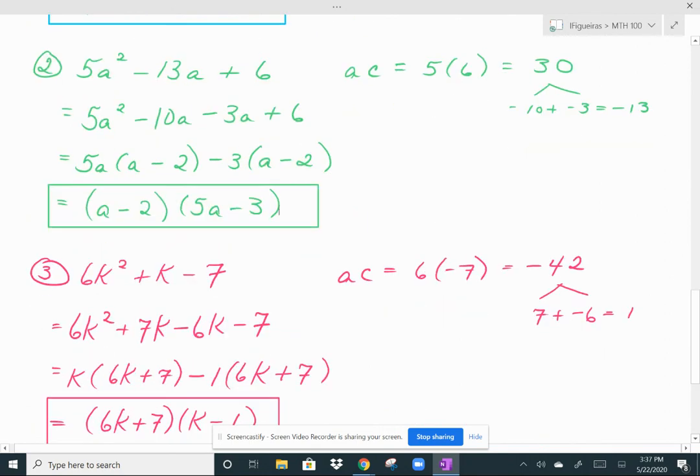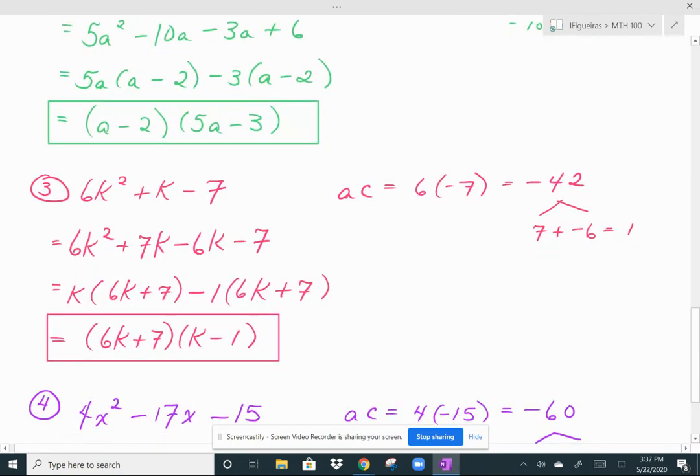Make sure you get the same answer that we started with, and we do. So it works. All right, so here we have 6k squared plus k minus 7. AC is 6 and negative 7, so we get negative 42. Then we're looking for two numbers that multiply together to give you negative 42, but when you add them, you get a 1. That's the coefficient of k. So what will work? 7 and negative 6. We need two different signs in order to get a negative product, and different signs mean that you are subtracting, and we get 1. So now we take the k and we write it as 7k minus 6k.